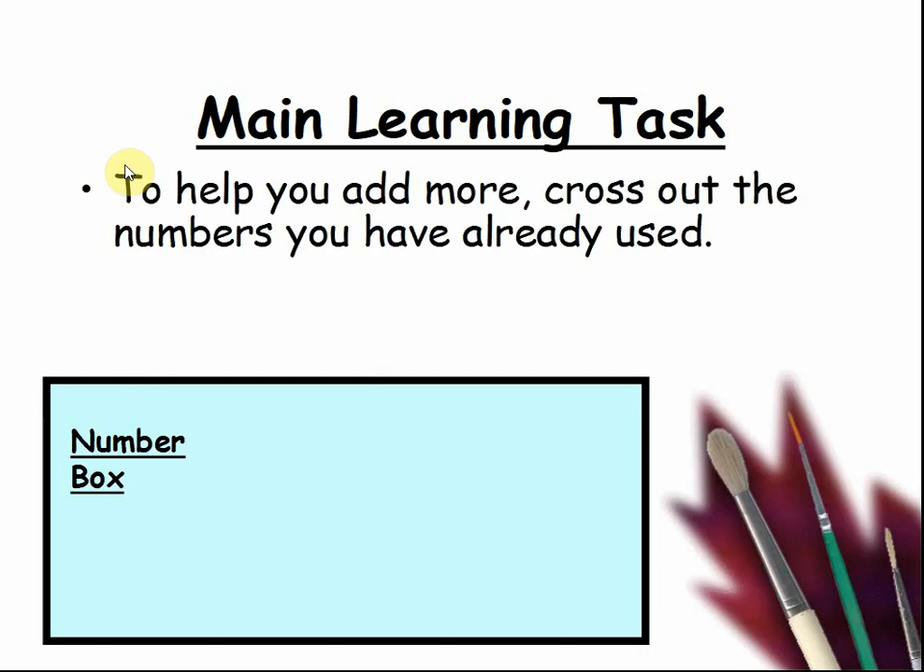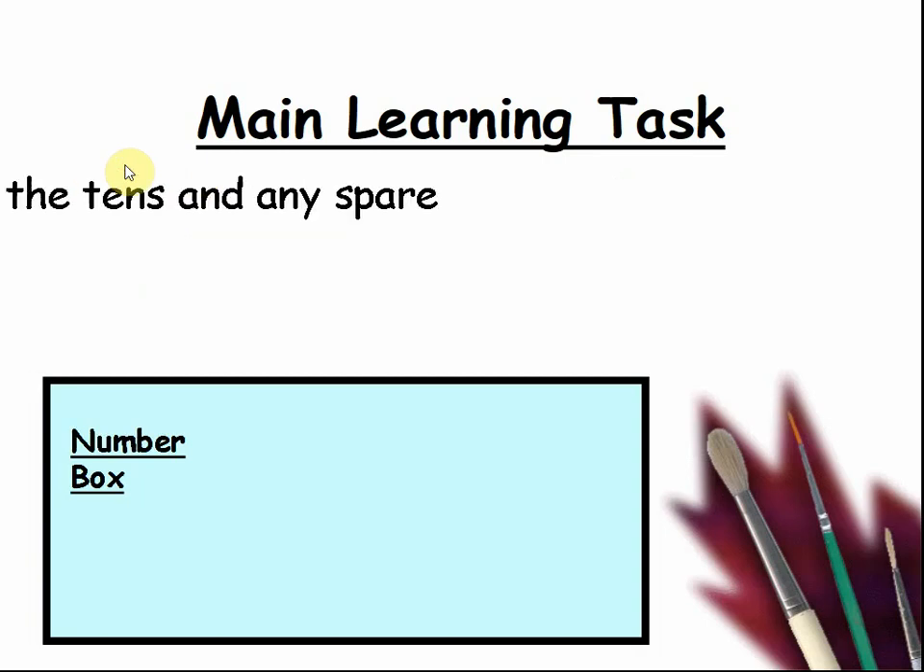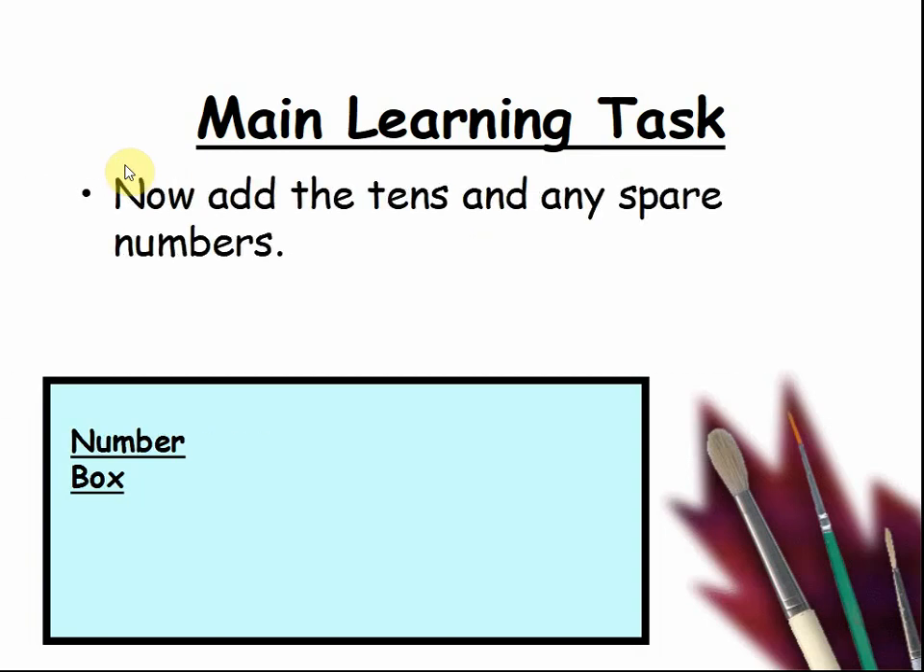To help you add more, cross out the numbers you have already used. Write the answers at the bottom of the box as to which ones you have already used to add together. Pause the video if you need to. Now add the tens and any spare numbers together. Pause the video if you need to.